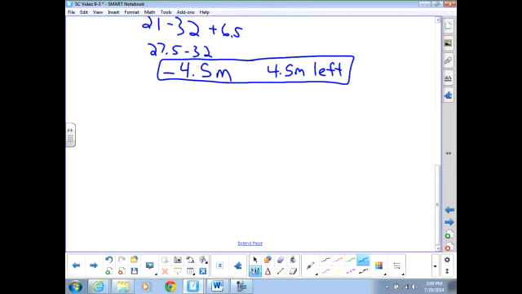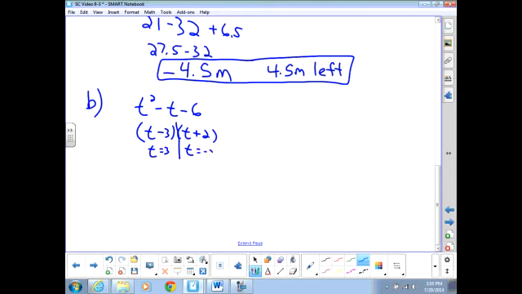For part B, we want to see the overall distance traveled. Well, let's think about what our graph looks like. We've got t squared minus t minus 6. That can be factored into t minus 3 and t plus 2, meaning we should have roots at t equals 3 and t equals negative 2. So we have roots here and here. Because it has a positive squared value, that means we're opening up. So our graph is going to look something like this.